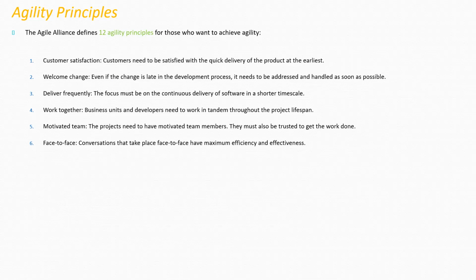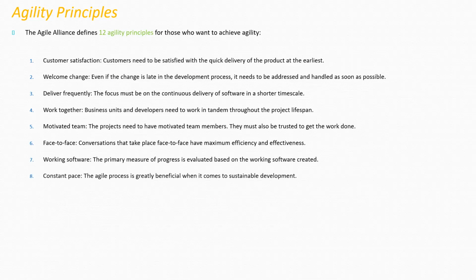For example, you have to do the reviews with the customers and then the stakeholders. If there is any query or requirement raised by the customer, and it is acceptable to be implemented to increase the efficiency and effectiveness, they are all welcome, and you have to make the changes. Working software: the primary measure of progress is evaluated based on the working software created. At the beginning of the project itself, you have to plan and create working software. Next one is a constant pace. The agile process is greatly beneficial when it comes to sustainable development. It is a constant pace.